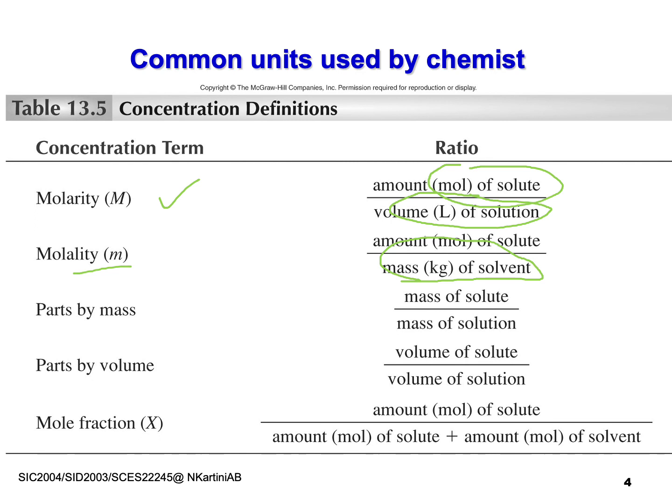For part by mass, normally, for example, you use gram per gram: gram of solute divided by gram of solution. And then for the part by volume, you use ml, for example, per ml. That means the volume of solute should be used in the same unit as the volume of the solution. And then for the mole fraction, mole of solute divided by the total mole of solute and mole of the solvent.